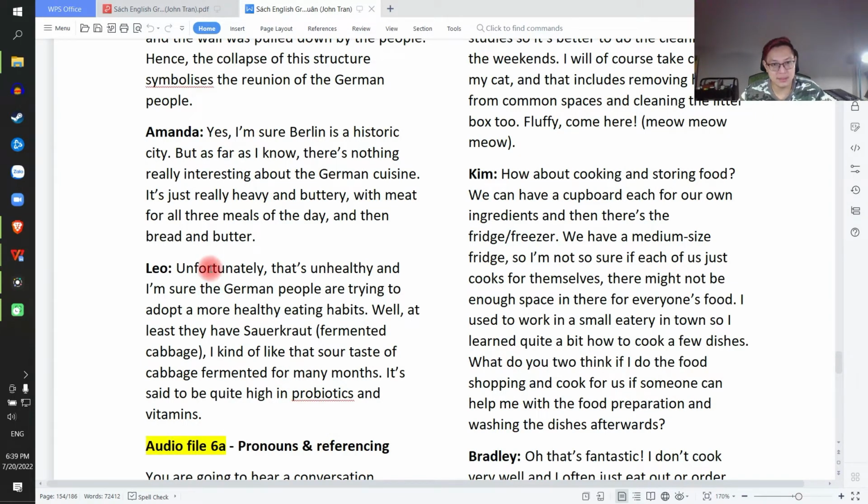Unfortunately, that's unhealthy, and I'm sure the German people are trying to adopt a more healthy eating habits. Well, at least they have sauerkraut, or fermented cabbage. I kind of like that. Tôi kiểu như cũng thích. I kind of like that sour taste of cabbage, fermented for many months.